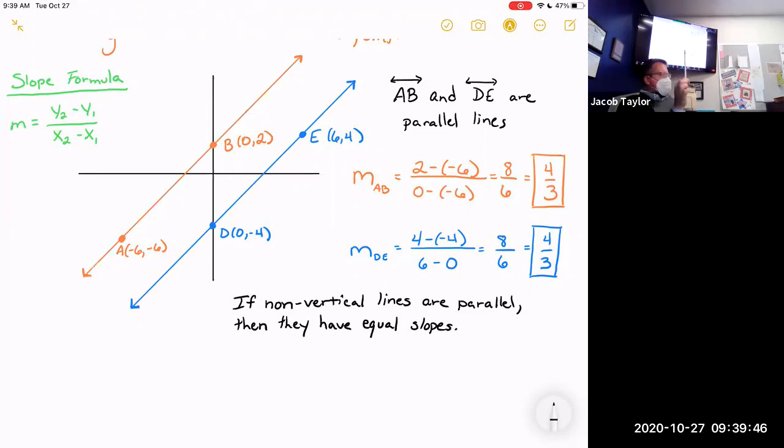A line that goes straight up and down, what's the slope? 0? No, wait, that's a flat line. What's the slope of a straight up and down line? It doesn't have one. It's undefined. That's why we say non-vertical. Non-vertical lines have the same slope. Vertical lines can be parallel. You have two vertical lines, but they don't have the same slope because they don't have a slope. They would both have slopes that were undefined.